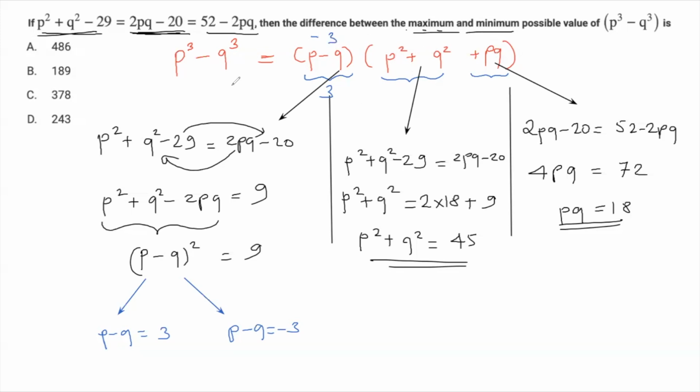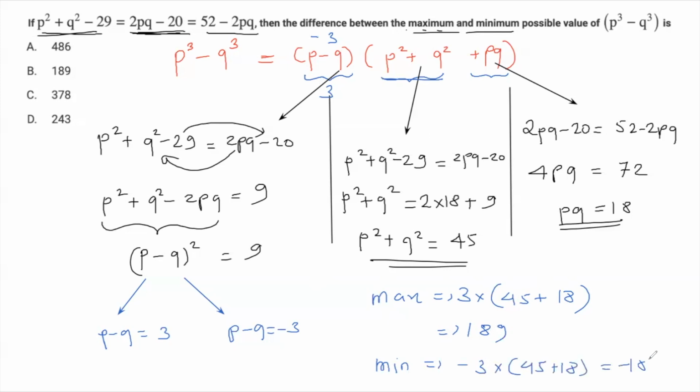What is the maximum value of this expression? The maximum value of the expression would be 3 into (p square plus q square is 45 and pq is 18). So 3 into 63, 63 into 3 will be 189. And similarly, we can find out the minimum value of this expression. The minimum value will be when p minus q is minus 3, other two values remaining the same. Minus 3 into 45 plus 18 is minus 189.